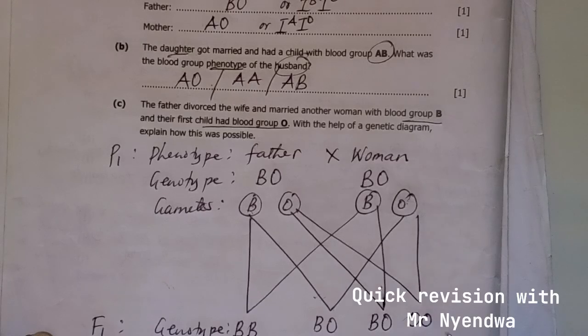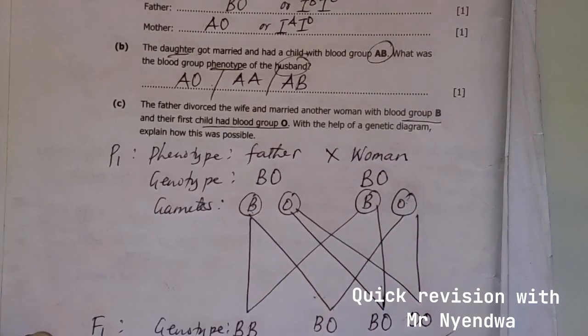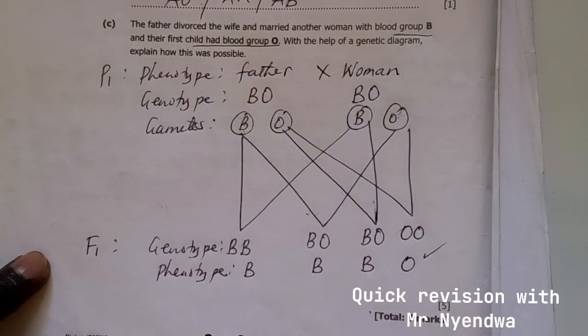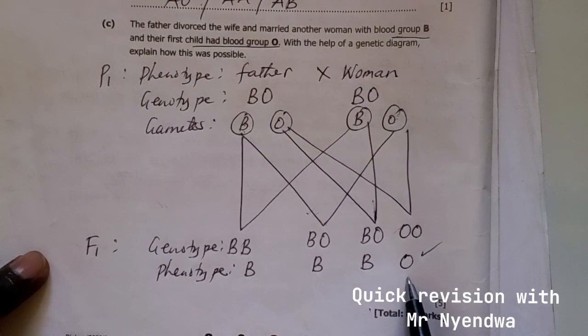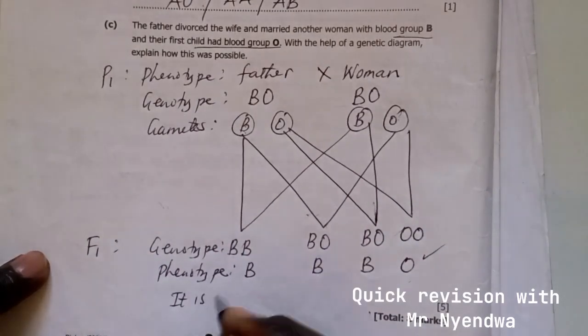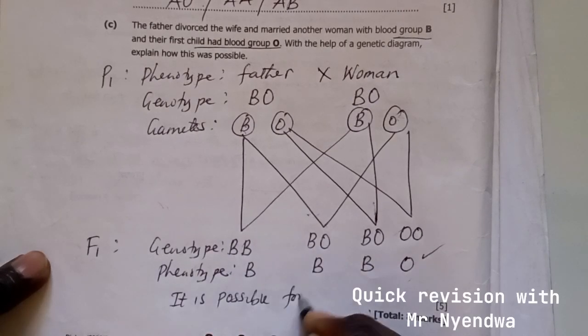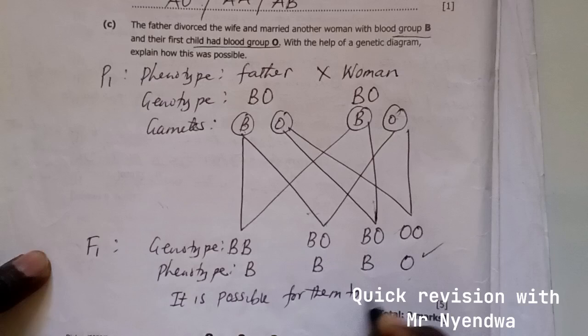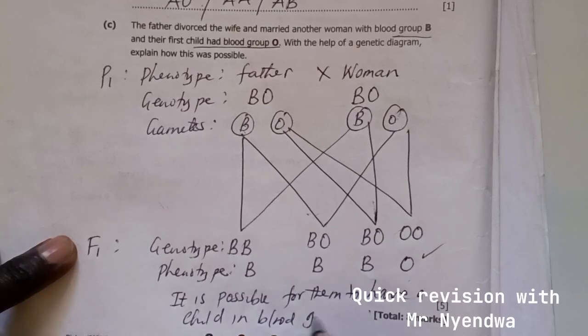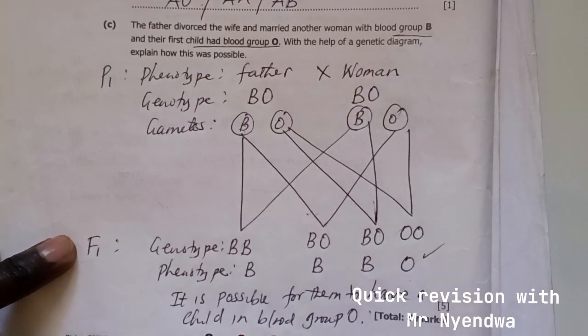So you can see they can have a child who is in blood group O. So it is possible. You have used the genetic diagram to show how that is possible. So it is very much possible for them to have a child in blood group O.